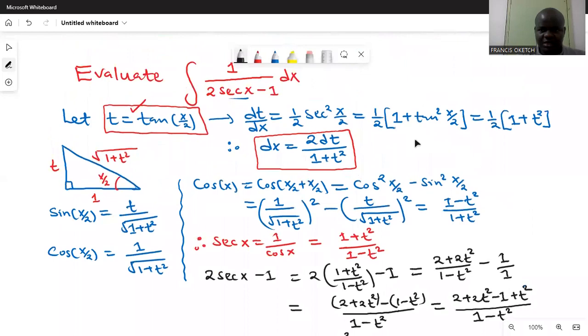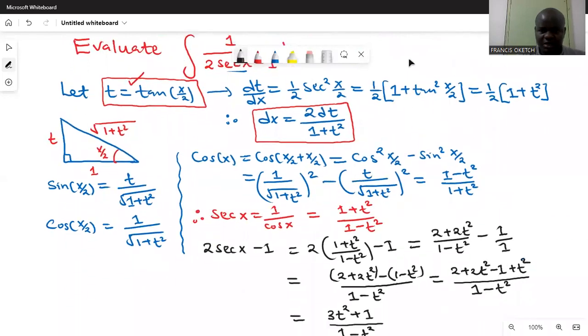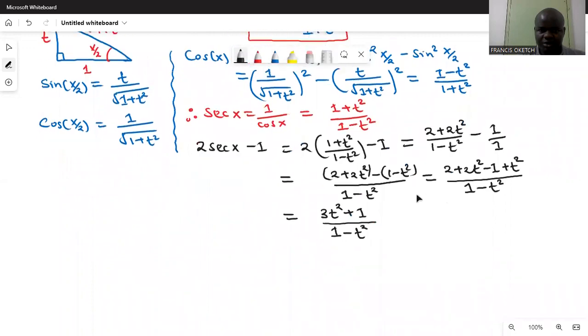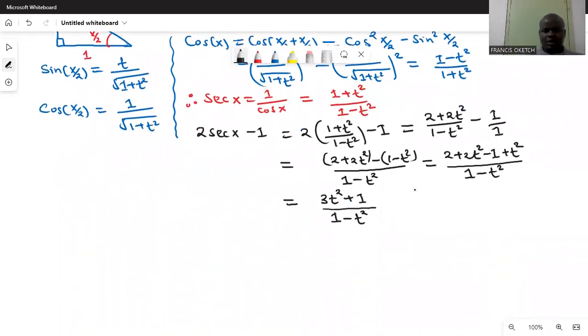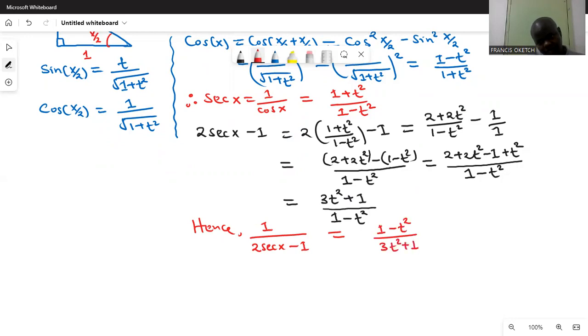But what do we have as the integrand? 1 over 2 sec x minus 1. So we need to take the reciprocal on both sides. The reciprocal of what we have found. So you can say hence 1 over 2 sec x minus 1 is now the same as 1 minus t squared over 3t squared plus 1. So this is what we need to integrate.